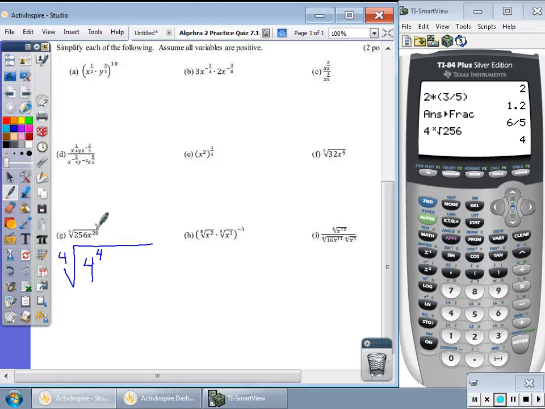Now x to the 20th though. Remember, we want it to be something to the 4th power. So what number needs to go there so that when I do my rule, I end up with my 20? And that's going to be a 5, because 5 times 4 makes the 20. And so the 4th root of 4 to the 4th is going to be 4. And the 4th root of x to the 5th to the 4th is going to be x to the 5th.